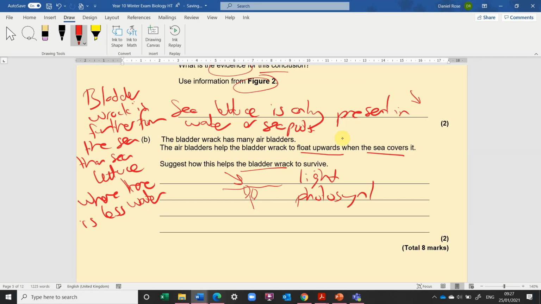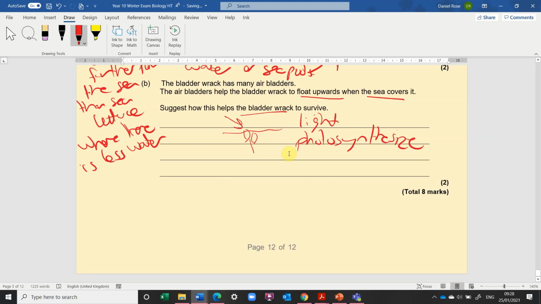Some of you said to get more carbon dioxide. That was great, but a lot of people missed out the idea that seaweeds photosynthesize, and therefore it's about being nearer the surface to be able to photosynthesize.